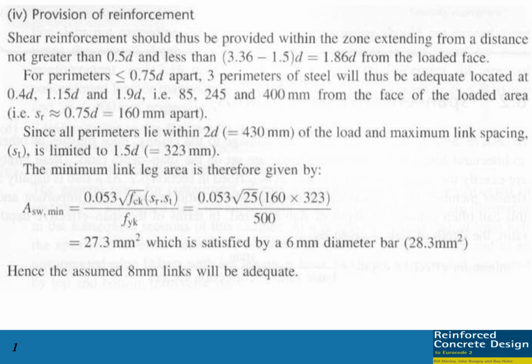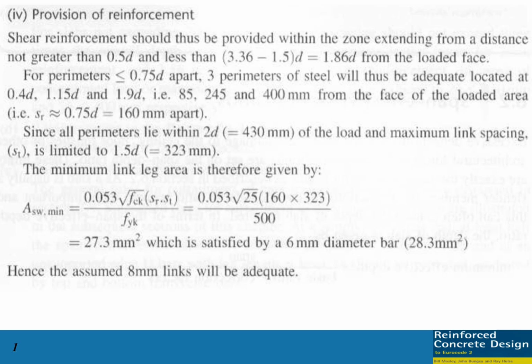Okay, and then since all perimeters lie within 2d of the load, the maximum link spacing is limited to 1.5d, 323 mm. So the minimum link area is therefore given by this equation. Okay, so 0.08 multiplied by the square root of fck, and then the sr is 160, which is 0.75d, and then 323 is the 1.5d limit, the maximum link spacing.